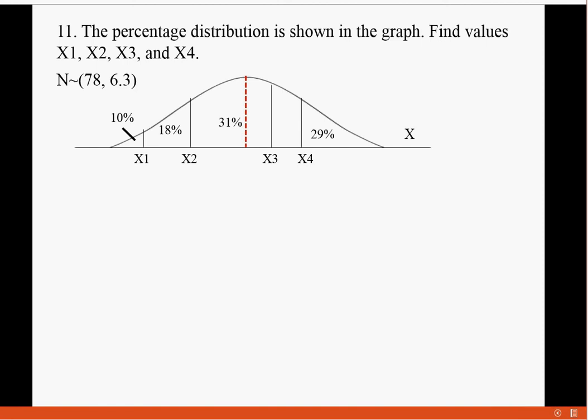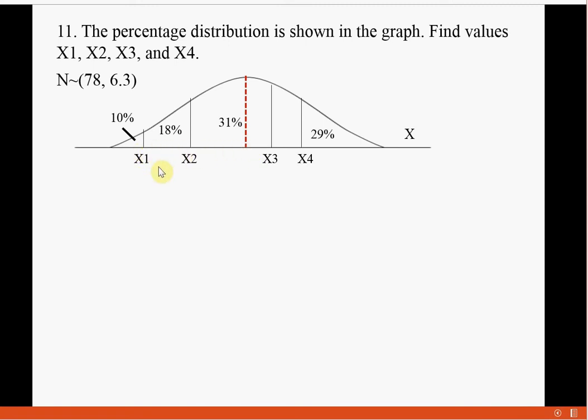We know the percentages. We need to find out the value of the original variable x. Obviously, for each of the values x1, x2, x3, x4, we need to know the corresponding z-score, how far they are from the mean. For example, for x1, from x1 to the mean, how many standard deviations is it? What is the z-score here? That is something we need to find out.